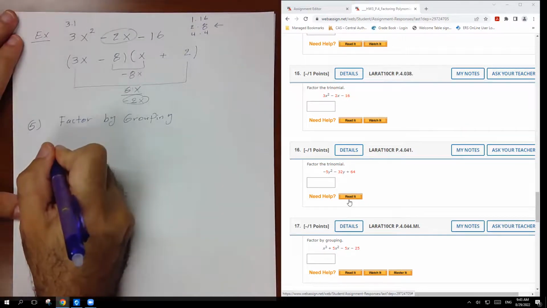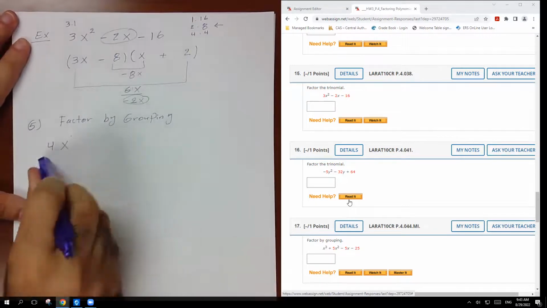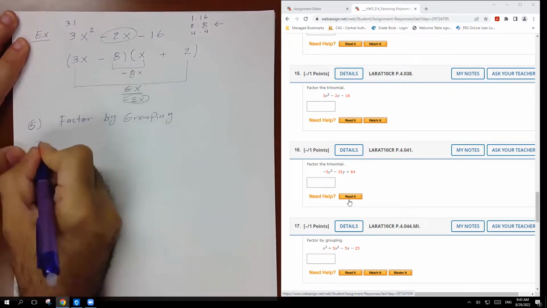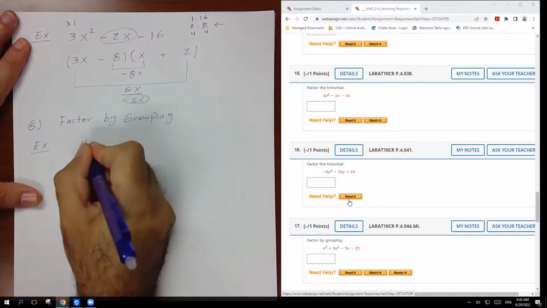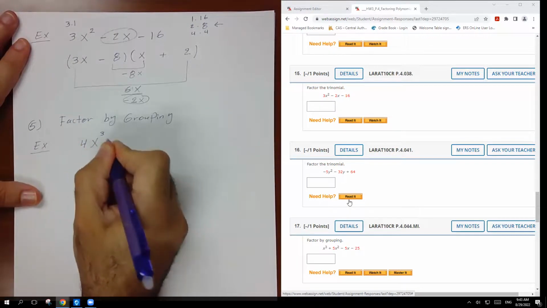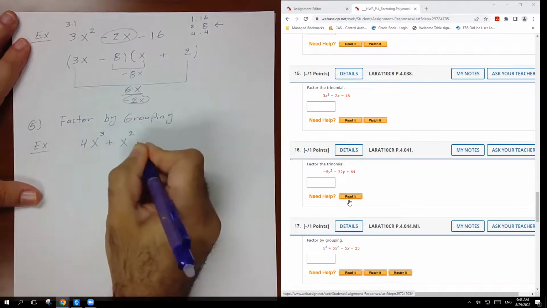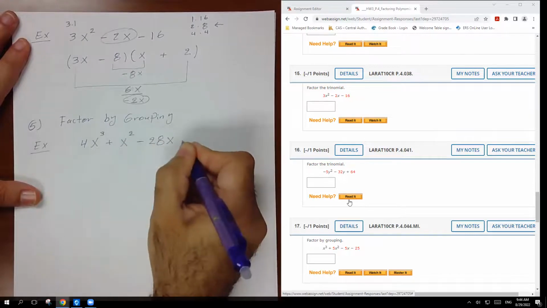You have 4x cubed, or x cubed, plus x squared, minus 28x, minus 7.